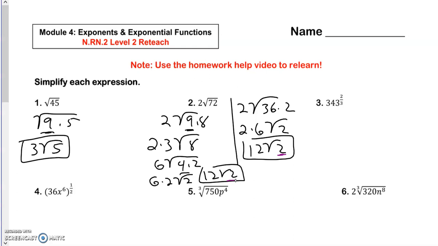Now this one, I have to break it down. So I'm going to put my parentheses. I know this 3 goes on the outside, 343 and a 2. Now I'm going to go on the third column and I'm going to see what's the cube root of 343. And I notice it's 7. Then I bring the 2 and 7 times 7 is 49.